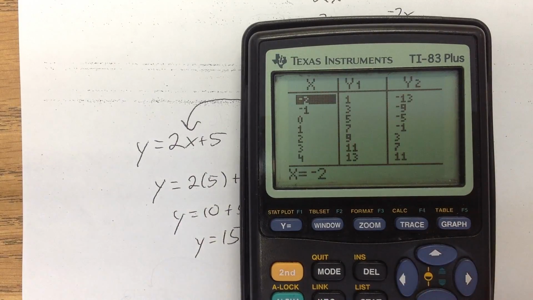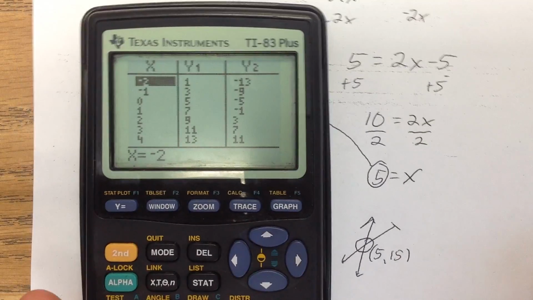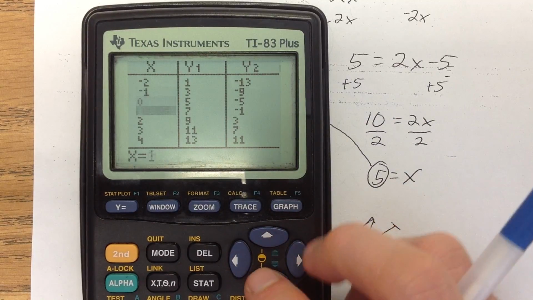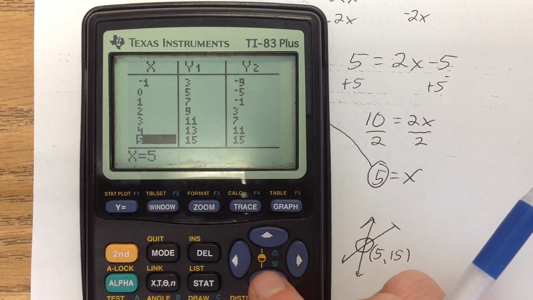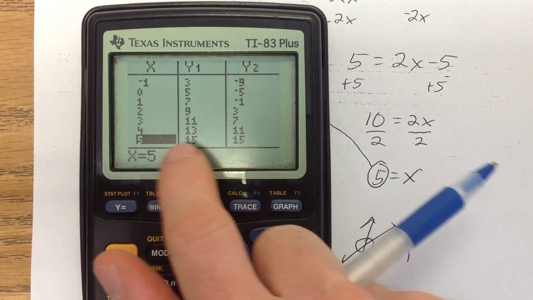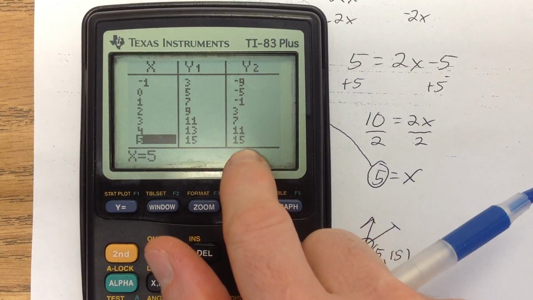And then we want to check to see 5, 15, do the two pieces match? And they do. When x is 5, y1 is 15, and y2 is 15.